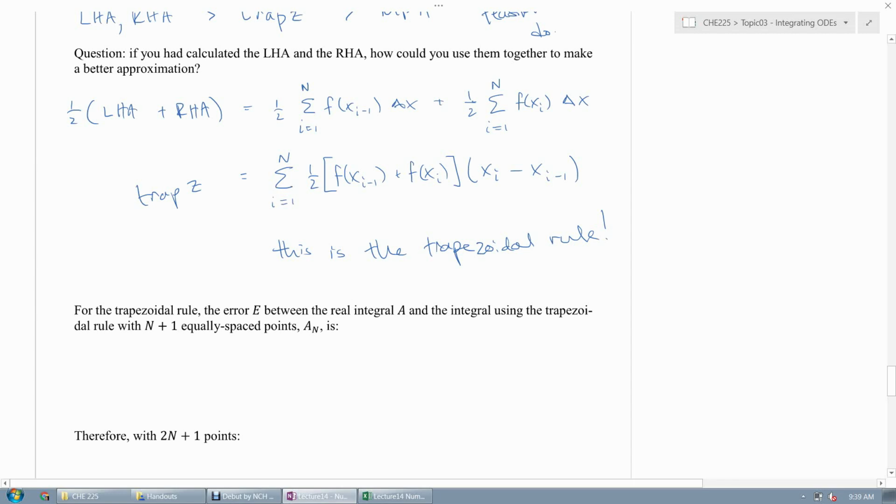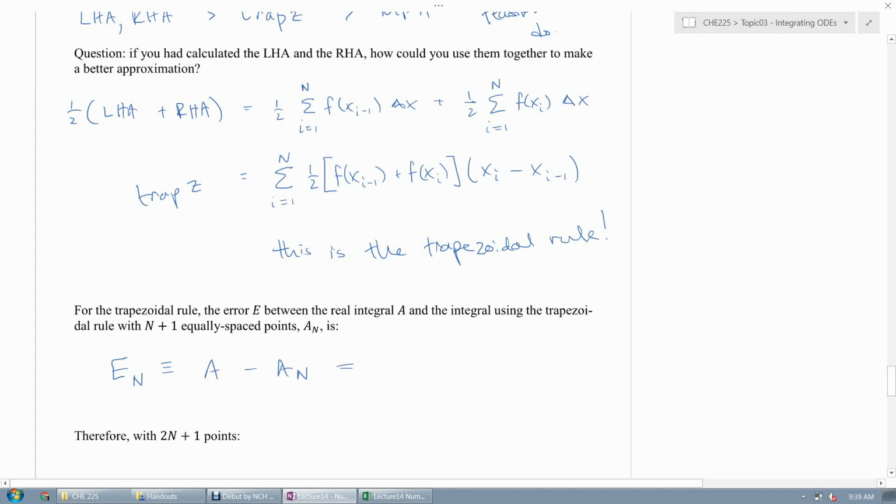Now, it's beyond the scope of the class to talk about how this error is derived, but this error, e, which I'm going to call e sub n, because it's using n plus 1 points, and if you have n plus 1 points, what you actually have are n subintervals. That's why it's e n instead of e n plus 1. So if you have n subintervals, this error between the two is defined as the actual area minus the approximate area.